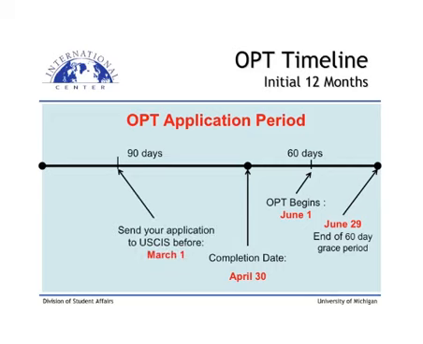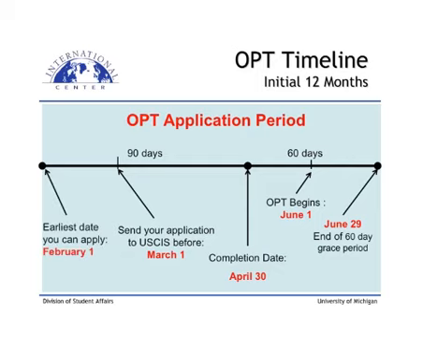Now, count backward 90 days from the date you want to begin your employment. This is the date that you should apply for OPT in order for it to be approved in time for you to begin on the date you have chosen. For this example, this student should apply to USCIS no later than March 1st.